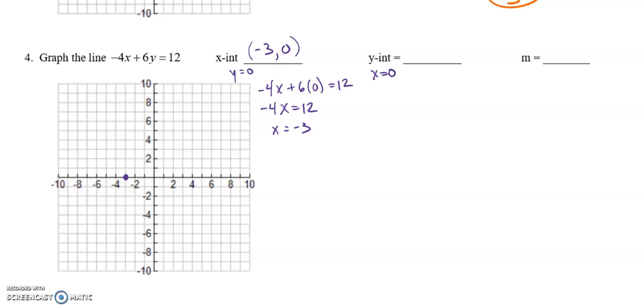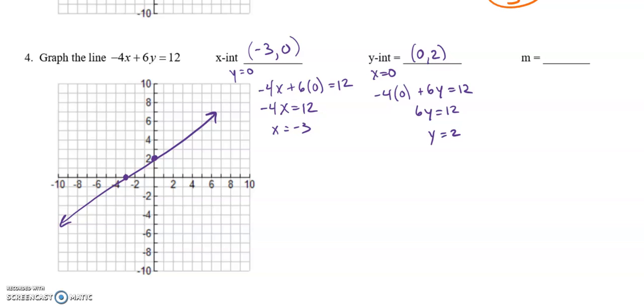Y-intercept. X equals 0. Negative 4 times 0 plus 6y equals 12. So 6y equals 12. So y equals 2. Y-intercept then is 0, 2. Connect the dots to draw your graph.